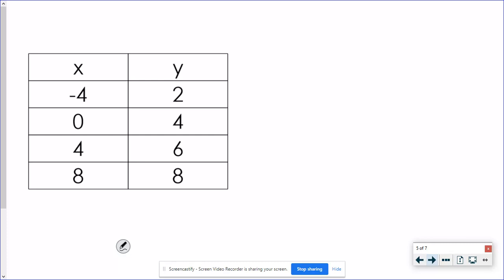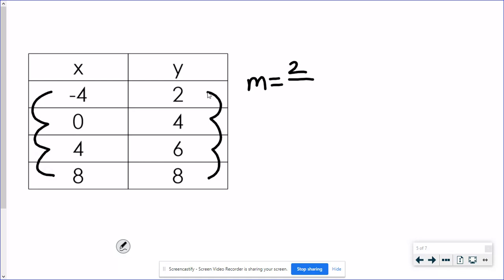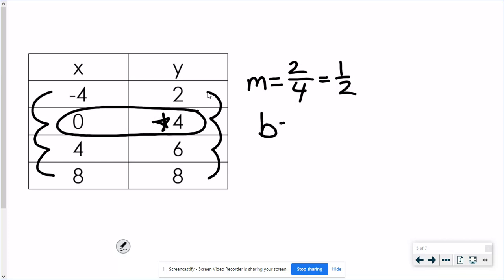These are written in patterns. So every time here, my y's are increasing by 2. So my slope, change in y is 2. My change in x, these are actually increasing by 4, which is going to be a 1/2. My y-intercept is where the x is 0. So the y-intercept is 4. So my equation is just going to be y equals 1/2 x plus 4.